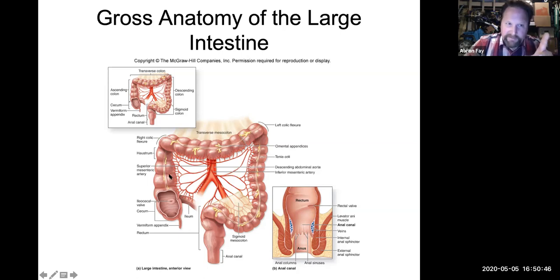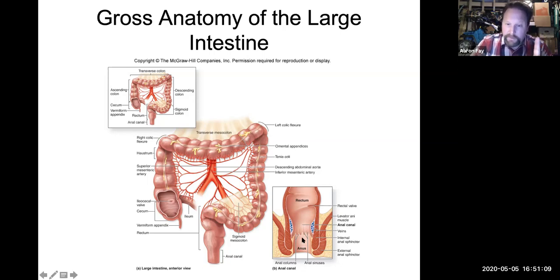What's the job of the large intestine? Water reabsorption. If you want to transport large amounts of stuff, do you want many, many, many layers of cells? Probably not, right? Because that's going to make it really hard to reabsorb the water. So you will find simple columnar in the large intestine. You will also find simple columnar in the rectum.